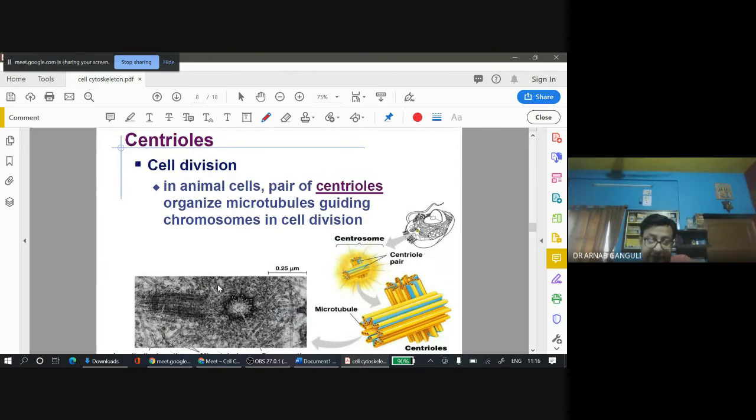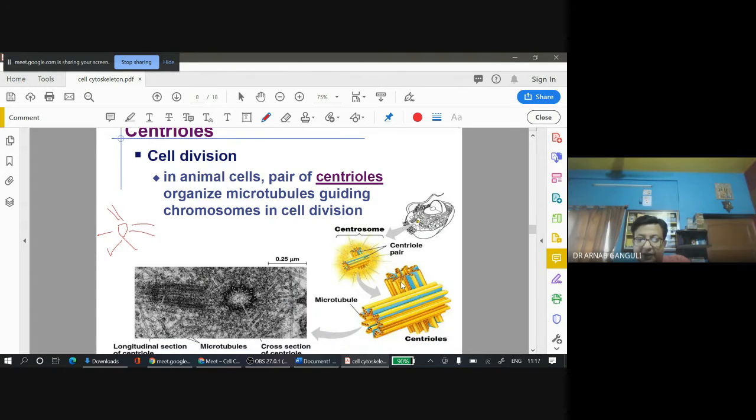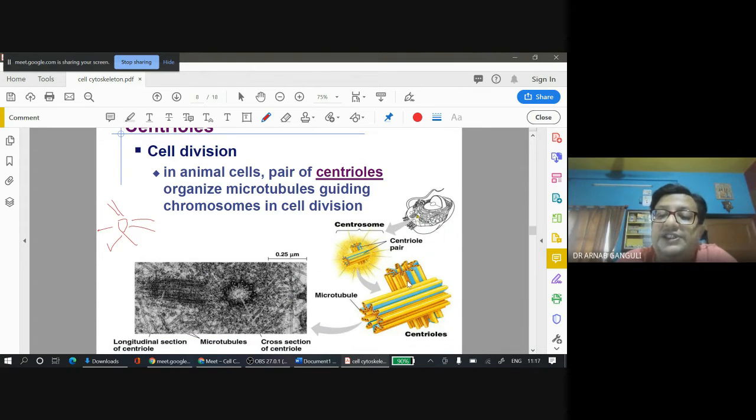In centrioles, you will see spindle fibers coming, astral rays coming out from there. This spindle fiber comes out from structures known as centrosomes. This is a centrosome, which you see. Inside the centrosome, there is a pair of centrioles. This is one centriole, and this is the other centriole. From these centrioles, centrosomes, you have spindle fibers and astral rays coming out. Astral rays are spindle fibers.